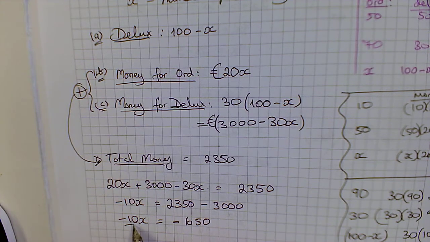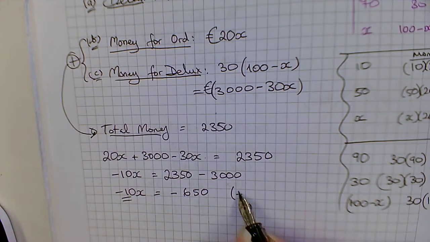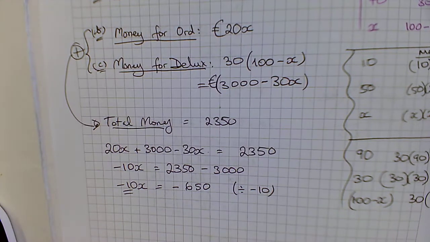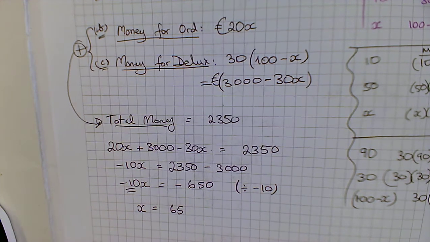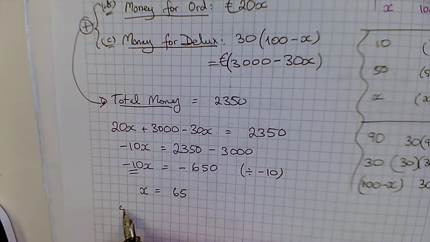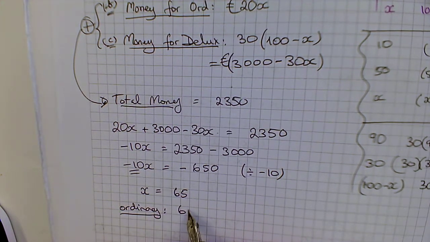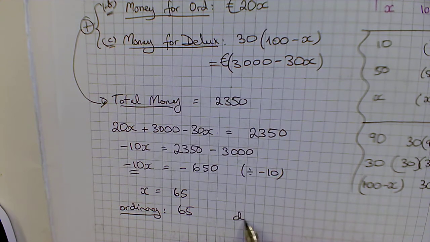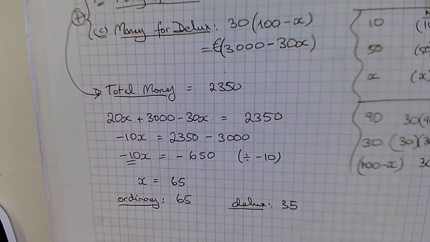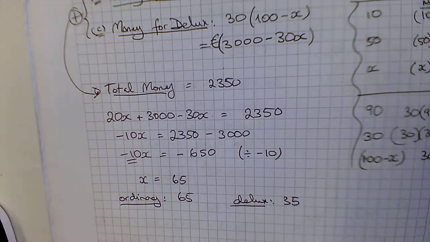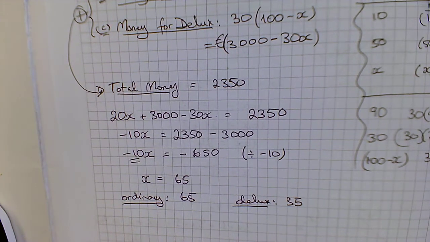So minus 10x is equal to negative 650. And just as always, we divide across by the coefficient and divide across including the sign. You can use your calculator to show this. The minus divided by a minus will give me plus. So x will be 65. So now I know that I sold 65 ordinary seats and 35 deluxe seats.